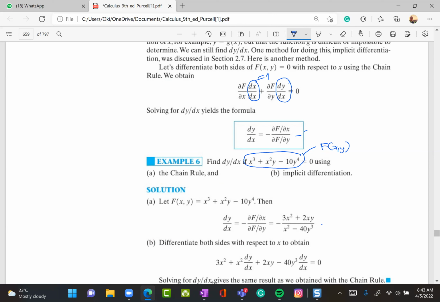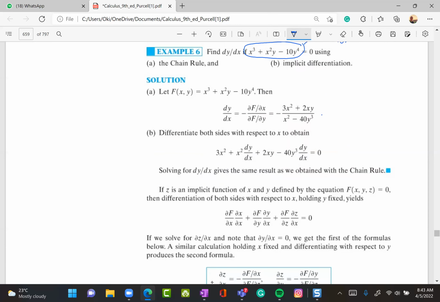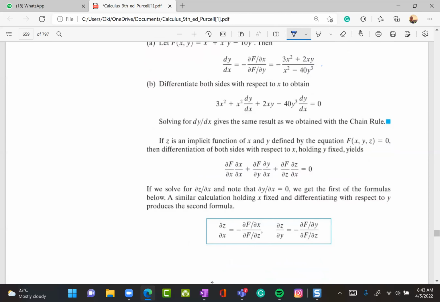Another way to do this is to just take the derivative with respect to x on both sides. So you get this one, and solve for dy over dx. It gives you the same thing. Similar calculations: you have dz dx equals df dx over df dz, and dz dy is this.